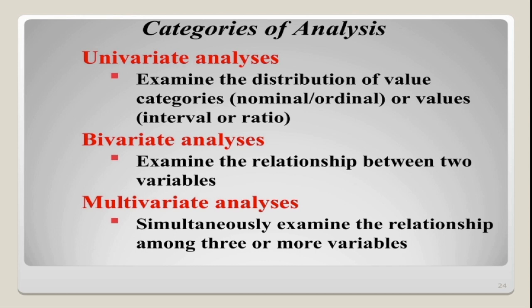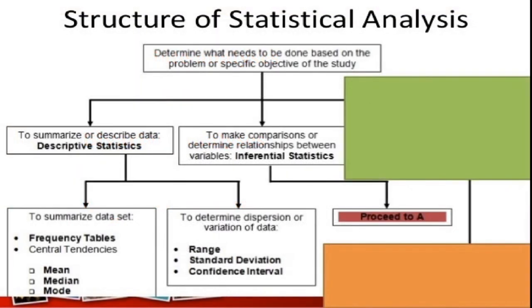Then comes bivariate analysis. Here we are examining the relationship between two different variables, x and y. Height can be compared with age, income can be compared with expenditure, like that. We are dealing with two aspects. Then comes multivariate analysis. Simultaneously, we can examine the relationship among three or more variables. Different statistical tools are available for univariate, bivariate and multivariate analysis. So this is the structure of statistical analysis.